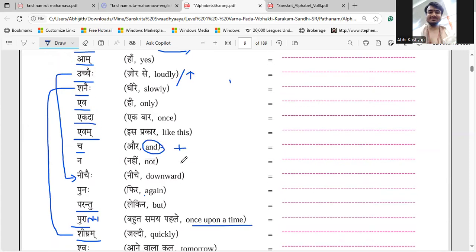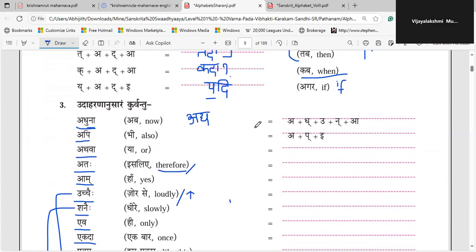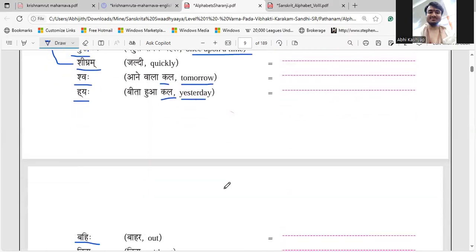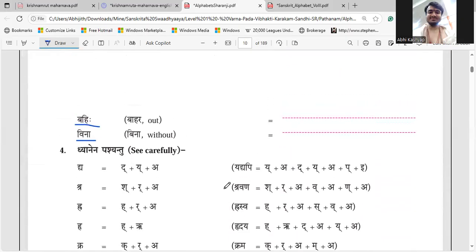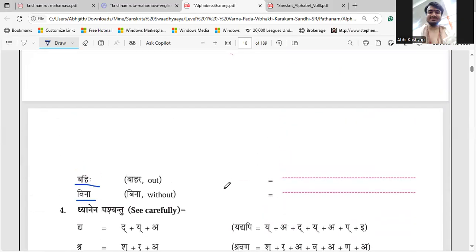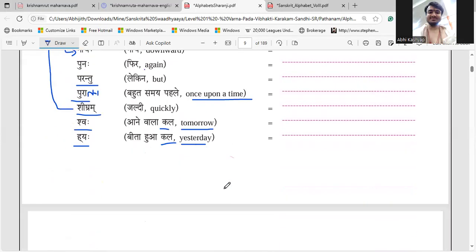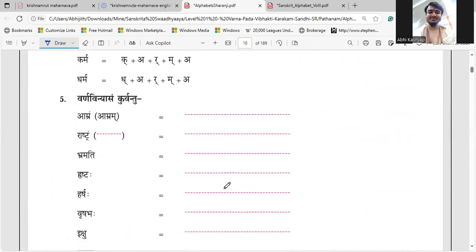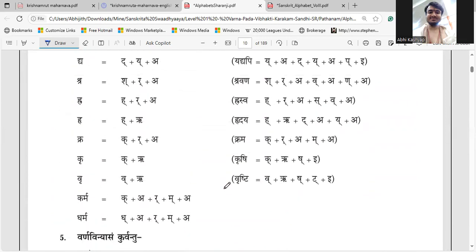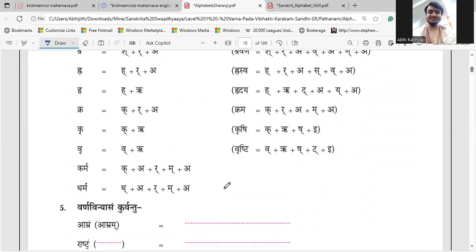Now, how do we split this? The first two, they have only given. Athava: a plus th plus a plus v plus a. That has to be filled like this. So accordingly, the fourth exercise must be completed. That would be the assignment. Until Vina. This whole exercise goes on like this. I will post this in the group.